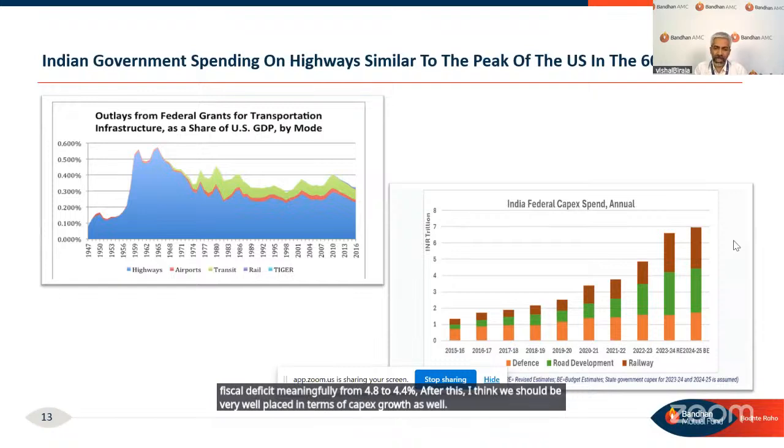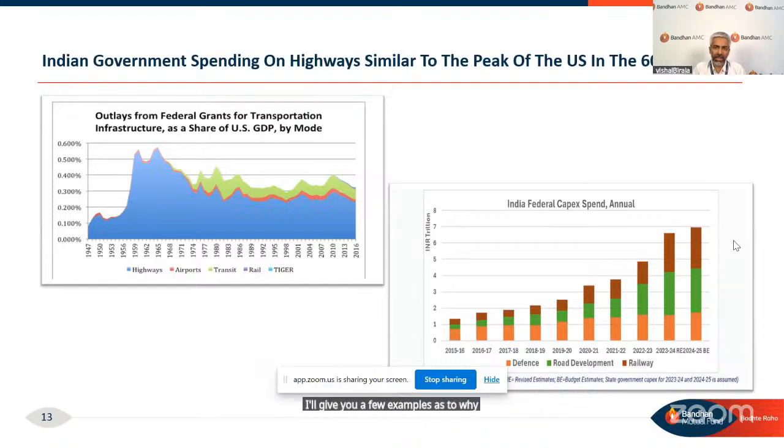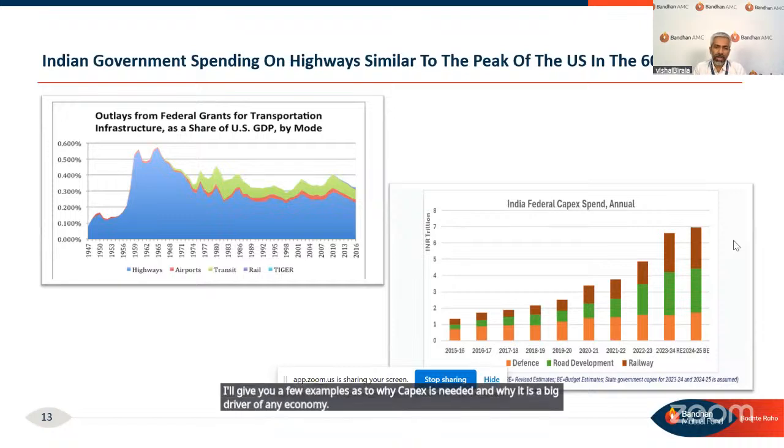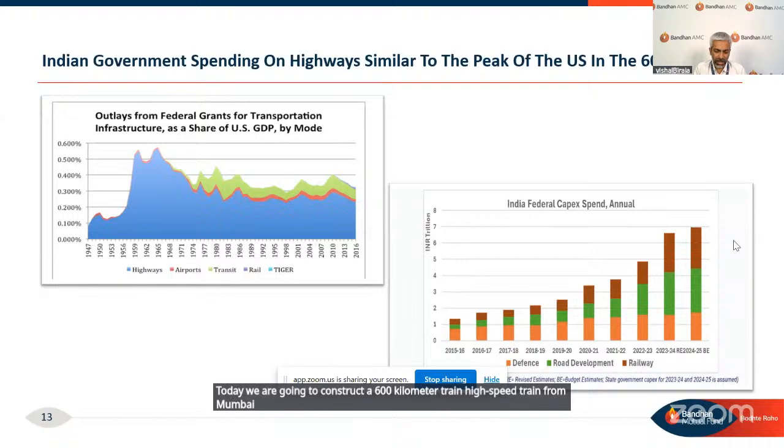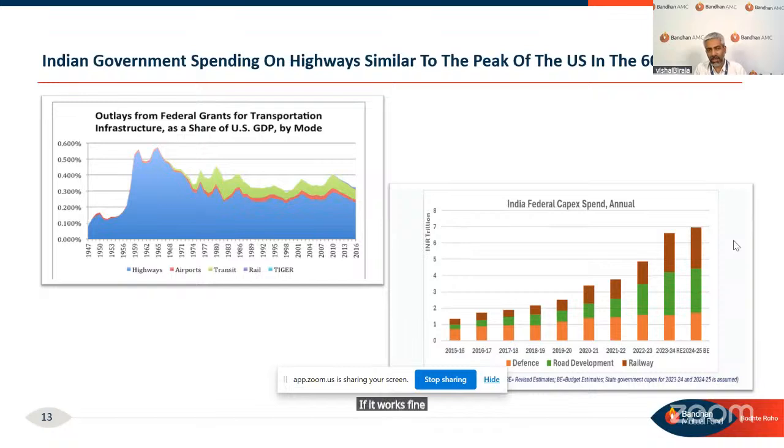I'll give you a few examples as to why capex is needed and why it is a big driver of any economy. Today, we are going to construct a 600-kilometer high-speed train from Mumbai to Ahmedabad. The cities are not important. The distance is 600 kilometers only. If it works fine, then you can cover the distance in 2 hours, if you operate the train at the designed speed of 350 kilometers per hour.